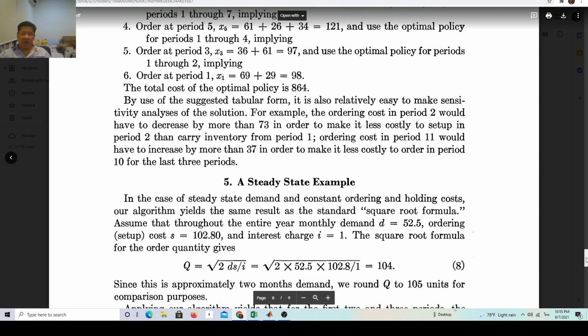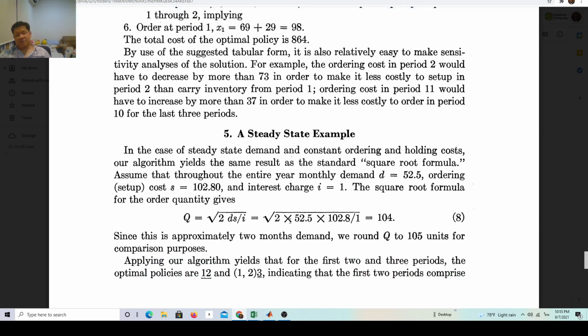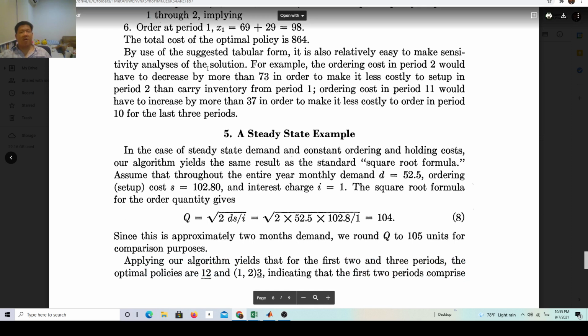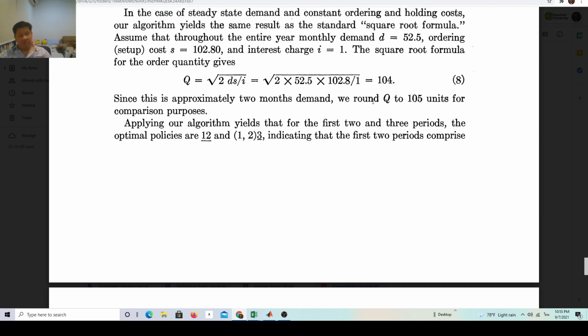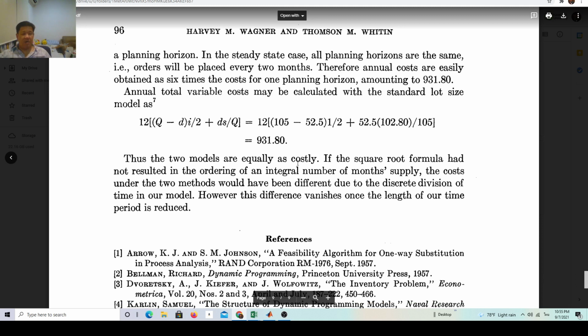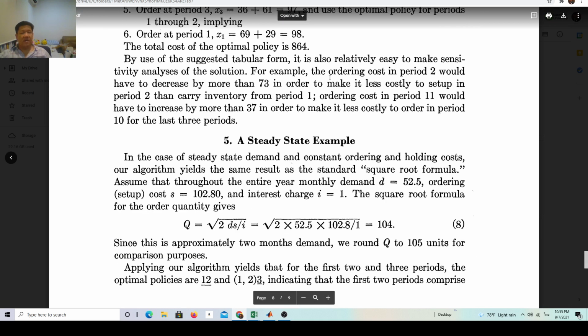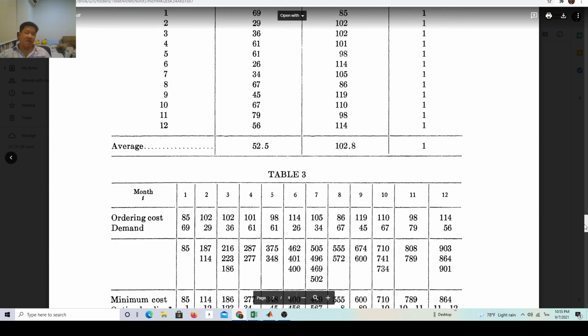And then at the end, they compare the results here with the classical EOQ and show that the optimum cost from Wagner Whitin is always better, because the EOQ, or Formula 8, is based on a constant rate of demand. So it can only be used to approximate the problem, and the cost result is 931.80, which is more than 864 here. And that's the conclusion of the paper.